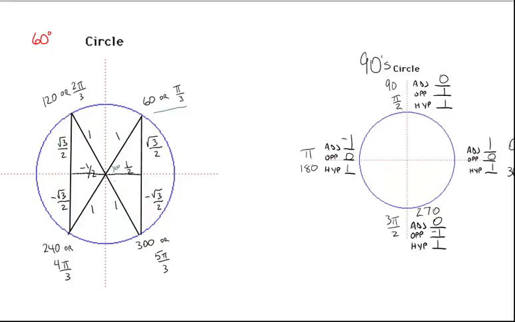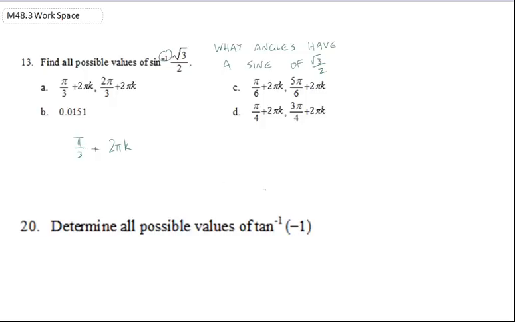Now there is another angle here that also has a sine of square root of 3 over 2. Do you see it? Okay, here we go. It is this angle right here, because when we look at 120 degrees, we use this reference angle down here. Its opposite side is also the square root of 3 over 2. Its hypotenuse is 1. So the sine of 2 pi over 3 is also the square root of 3 over 2. So 2 pi over 3 plus 2 pi k. Those are the two answers we're looking for, and that's letter A.